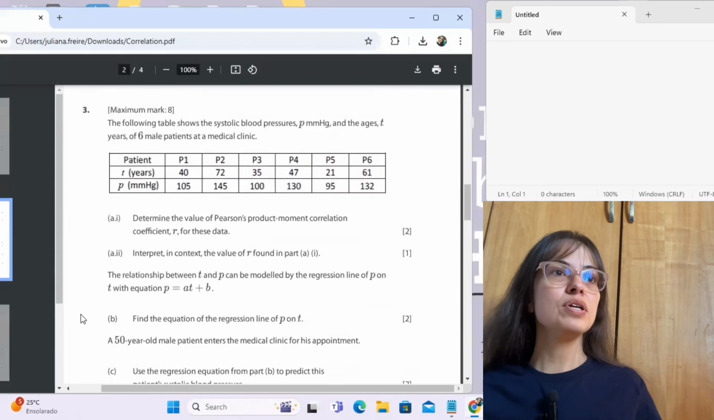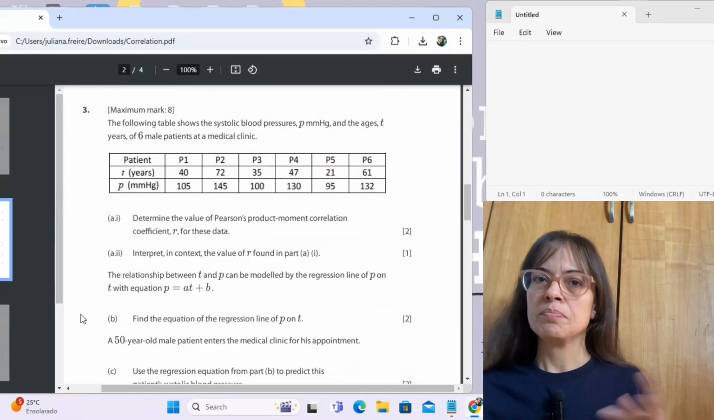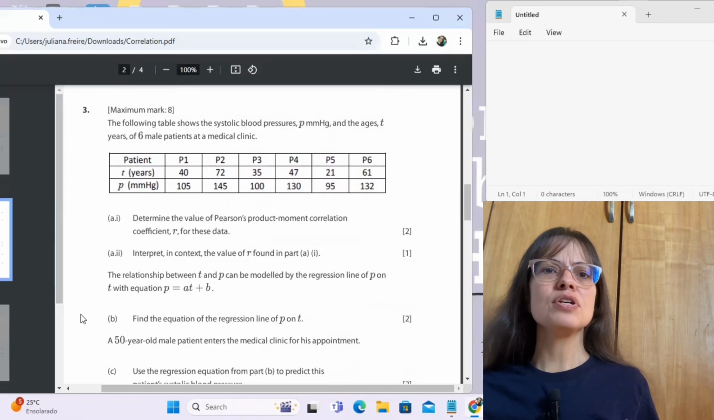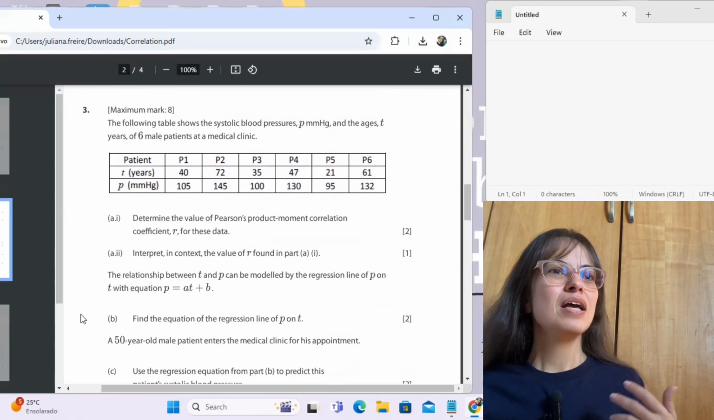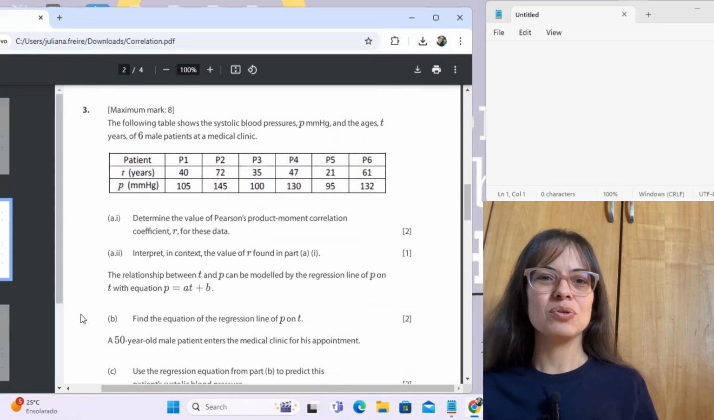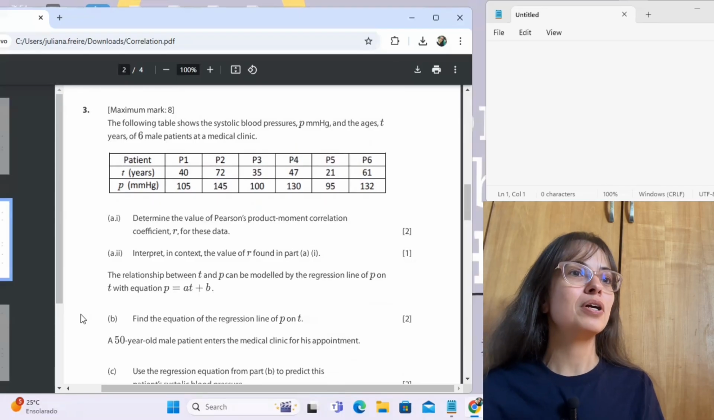Okay, so question 3 gives you a set of data, starts by asking you for Pearson's coefficient. Very easy. These types of things often have 2 marks, even though the answer is just giving a number. And I think it's just because they know that it takes some time to type everything carefully in the calculator. So don't worry about that. You are just supposed to give the number.